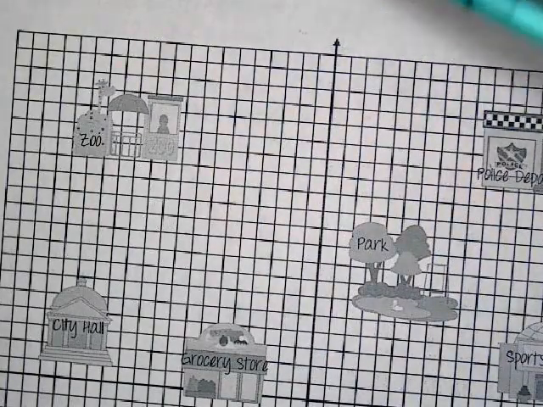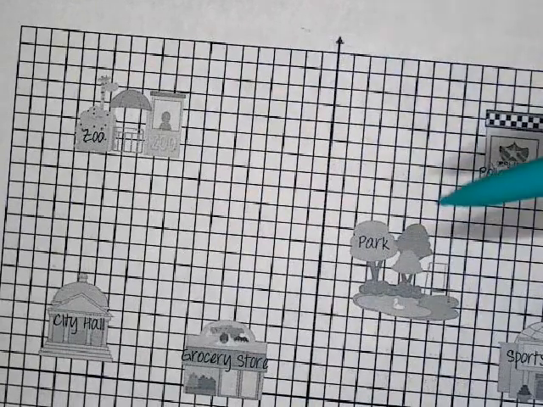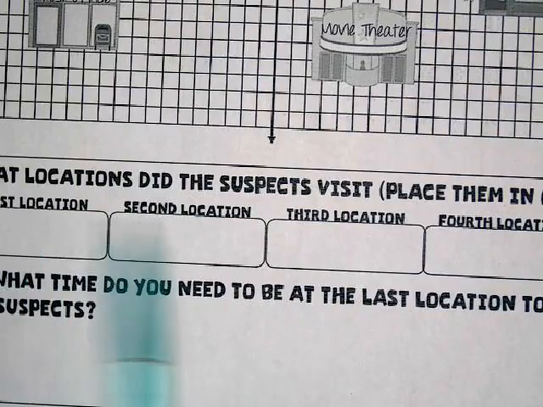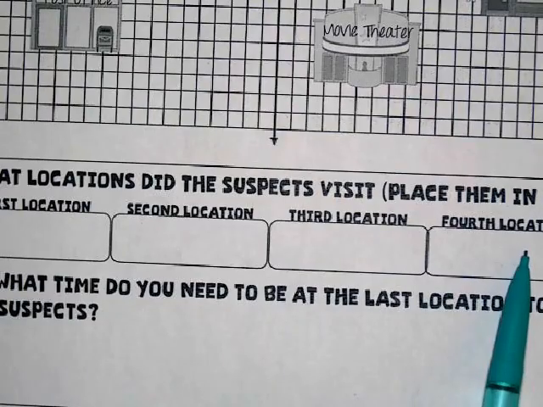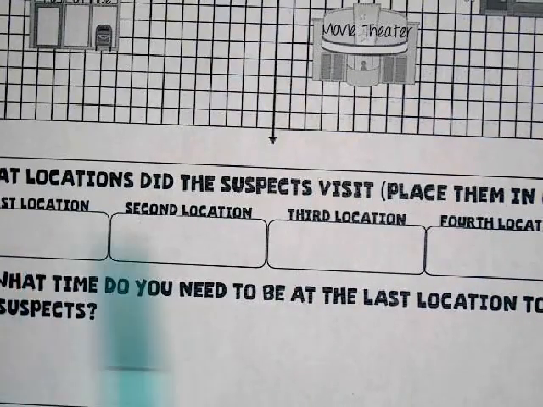So you can see that on the back. First location, second location, third location, fourth location. When you write down the answers for this, you're not going to be writing the coordinates. You're going to be writing the name of the place where they landed, okay? The last location is where the suspects are located at the very end, okay? They robbed the bank at 8:52 a.m. We're trying to figure out where they are at the very end. And to do that, you have to add up how long they were at each location, okay?